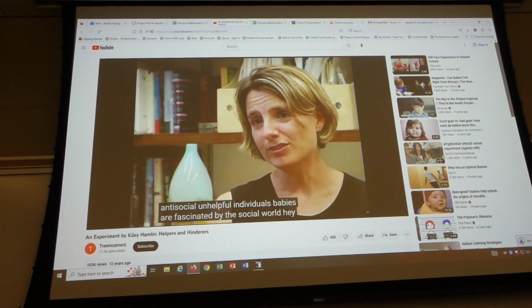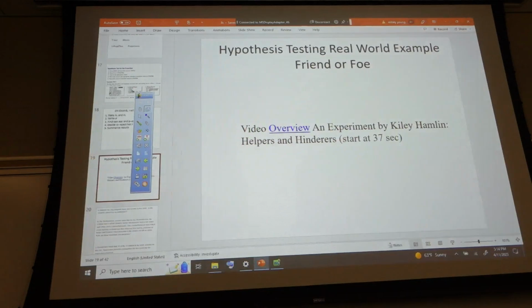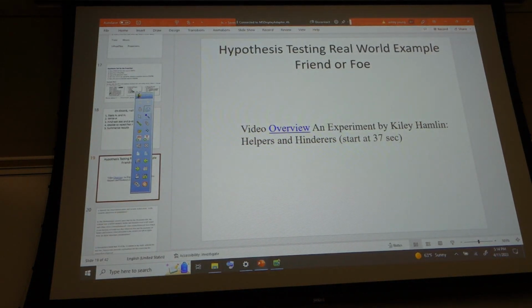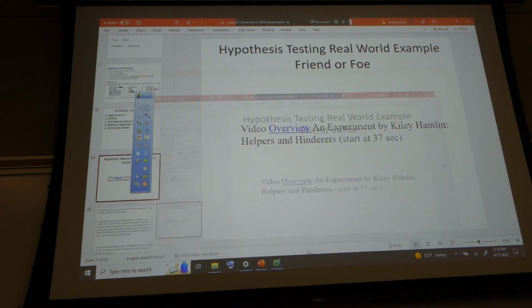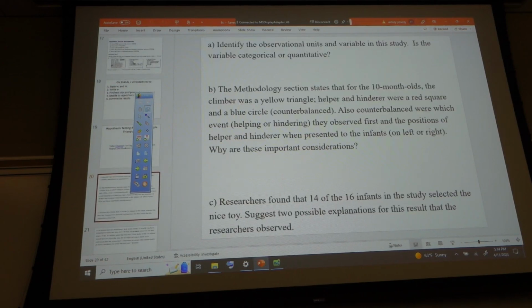So that's the study. Good? Is everyone kind of on board with this part? So what we're going to do is I'm going to ask you folks to look at some questions.